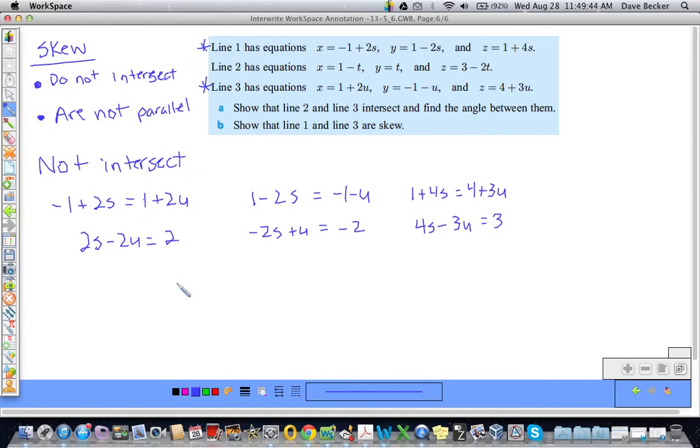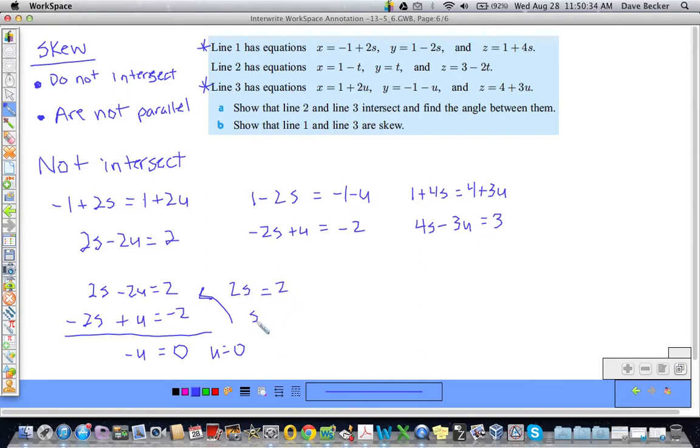Okay? So if I solve these, let's do the x's and the y's. I get a system of equations here: 2s minus 2u equals 2, and -2s plus u equals -2. Wait a second, this is -2s. So I'm going to combine those, and I get -u equals 0, right? So u equals 0. Then using substitution, I get 2s minus 0 equals 2, or s equals 1.